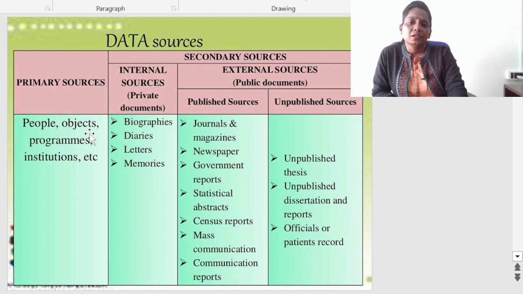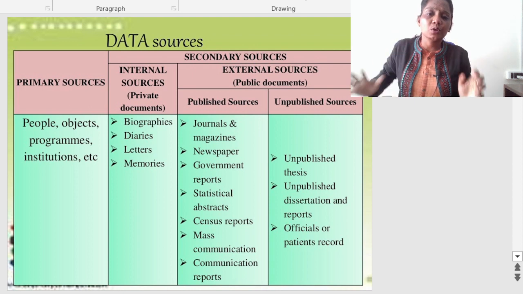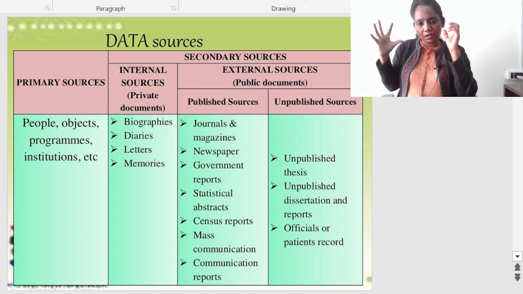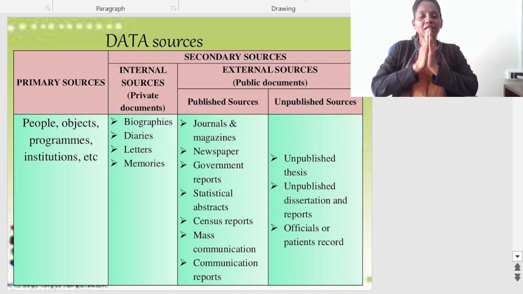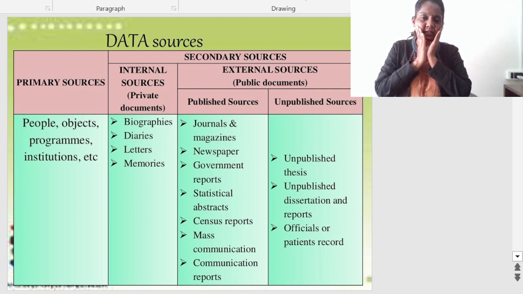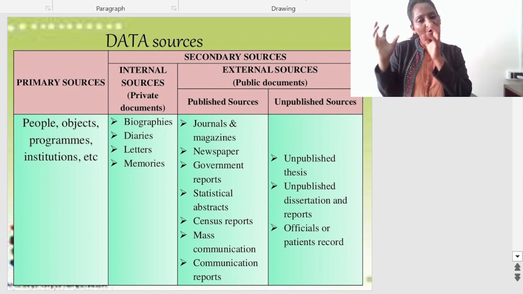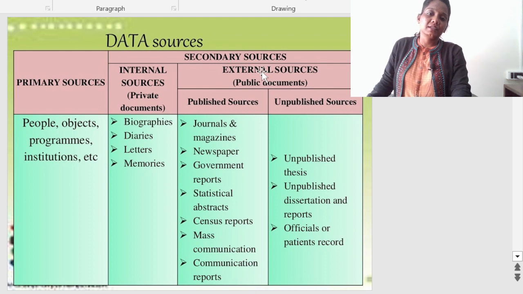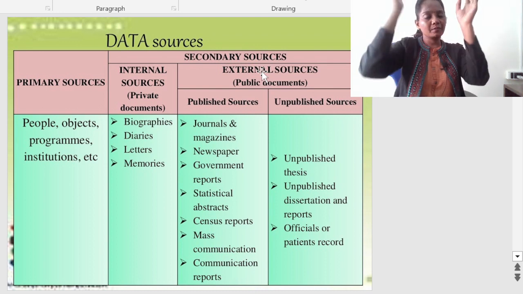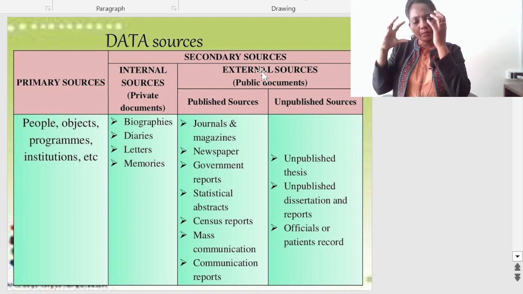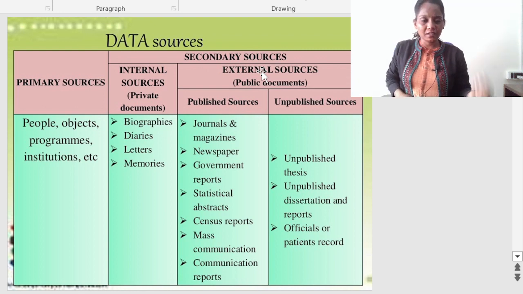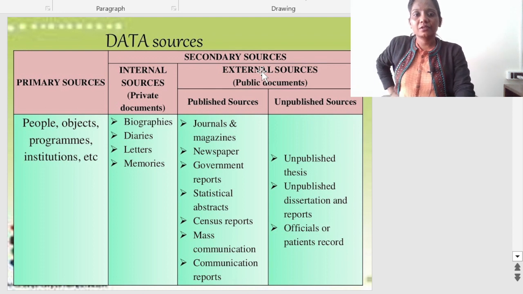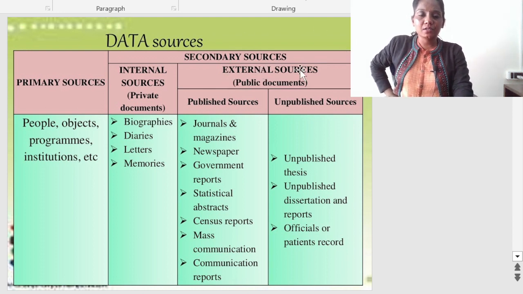So the primary source means where you collect data directly from an individual. Suppose you want to see the effect of Fair and Lovely on your face, you will directly go to the people and observe; that is called a primary source. Whereas instead of a direct person, on behalf of that person, somebody has written the research, somebody has written the diary, somebody has written documentation. This is all called secondary sources.